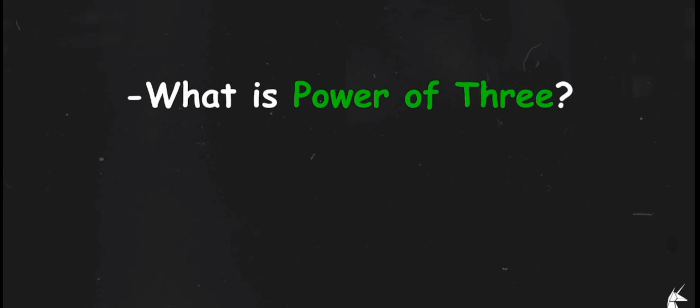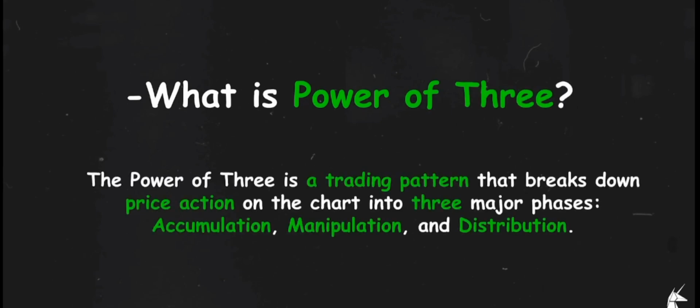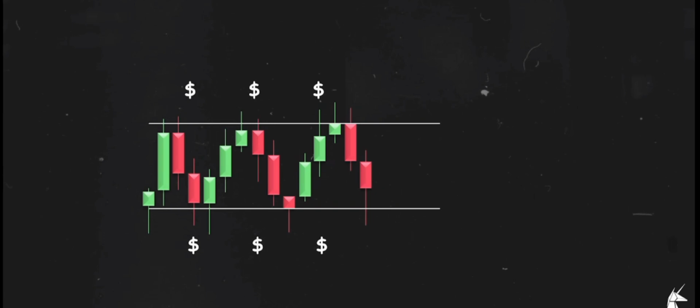So, what is the power of three? The power of three is a trading pattern that breaks down price action on the chart into three major phases: accumulation, manipulation, and distribution. The accumulation phase, as the name suggests, is a period of consolidation where the price lacks a clear trend. During this phase, the price forms equal highs and lows, gathering stop losses and liquidity above or below these boundaries. Depending on the time frame, this phase can appear in various formations.